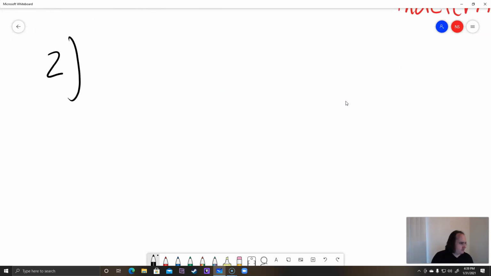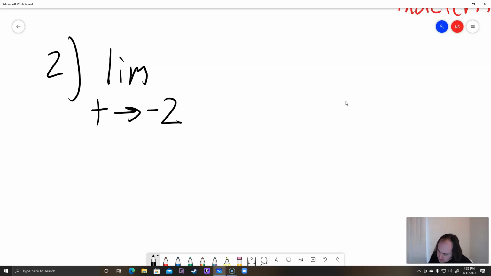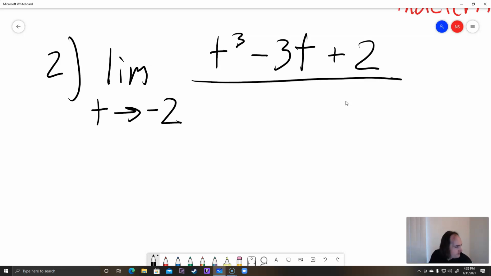Okay, problem number 2. So for this one, we're going to have a little bit more complicated polynomial. So for this one, we have the limit as t approaches -2 of t cubed minus 3t plus 2 all over t squared minus t minus 6.